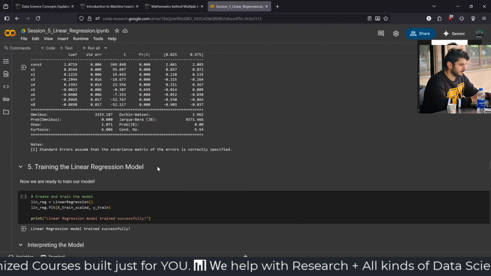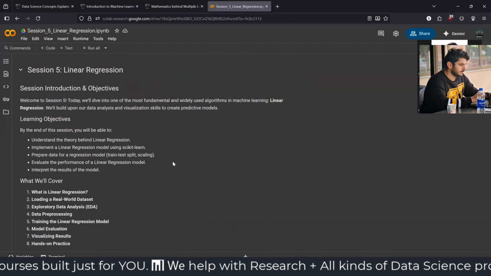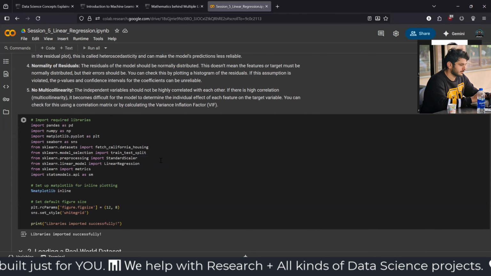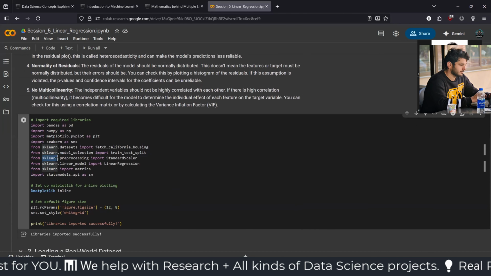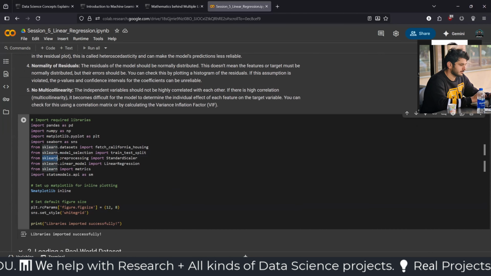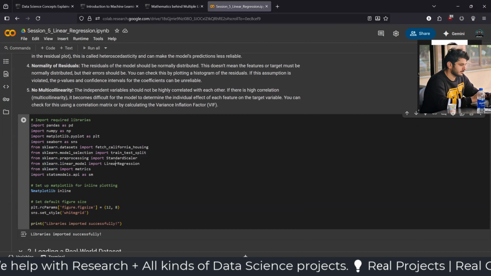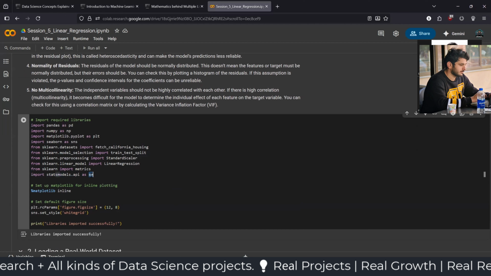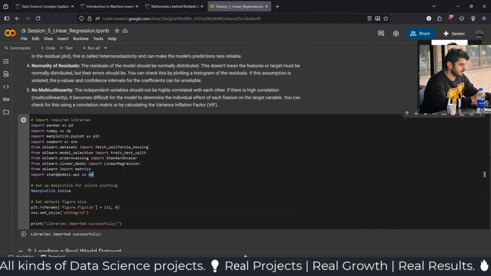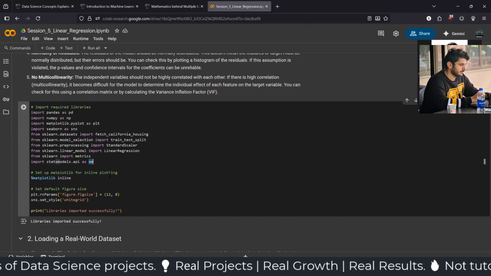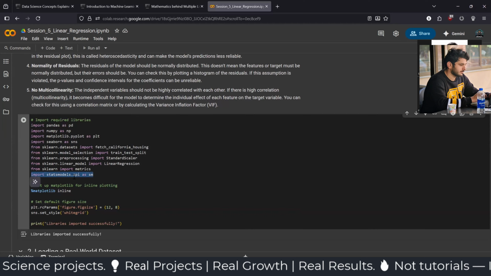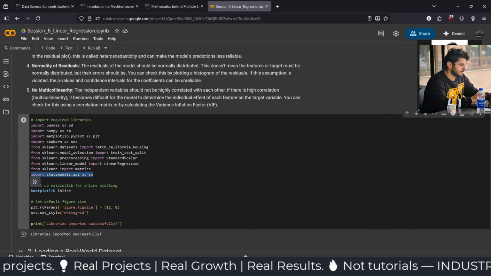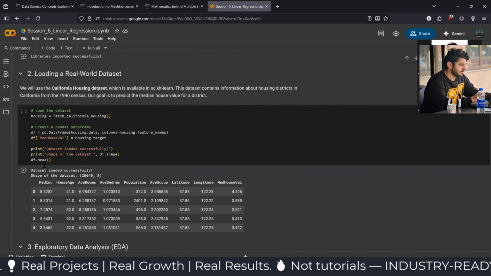Okay. Now, in Python, we have two different packages. We have sklearn, or scikit-learn. Sklearn basically provides us with the linear regression model. We have statsmodels.api that also provides us with the linear regression model. Now, the table we generated is with statsmodels.api, but we can do the same thing with sklearn as well.